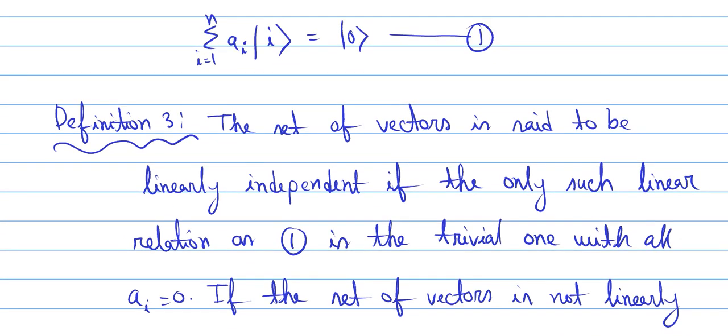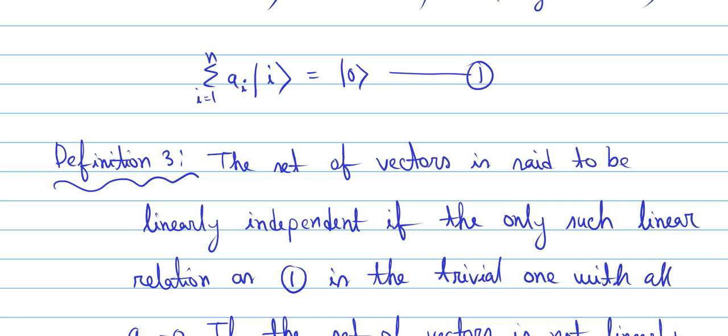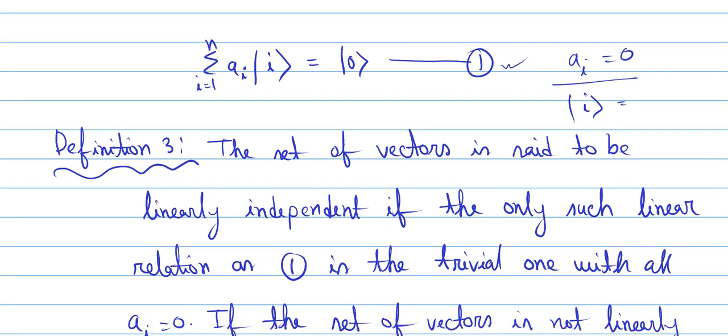So what is it saying to us? If equation number 1 is satisfied only when all the a_i are 0, then the vectors will be called linearly independent. If in any other way it is possible to get 0 without all the a_i being 0, then the set of vectors will be called linearly dependent.